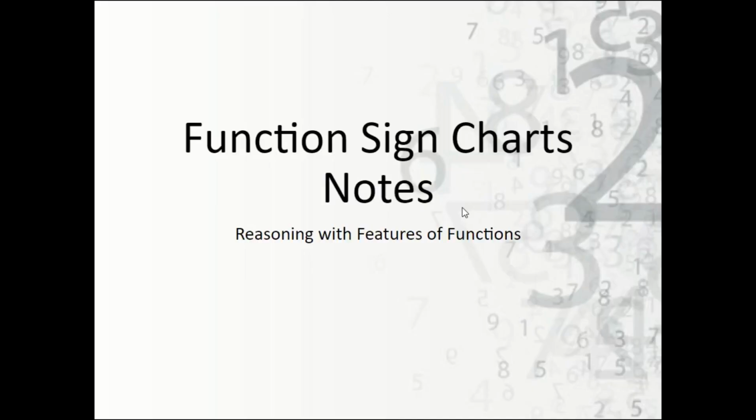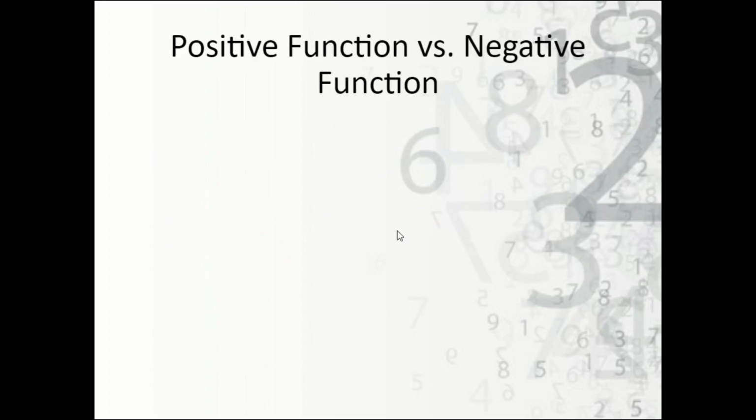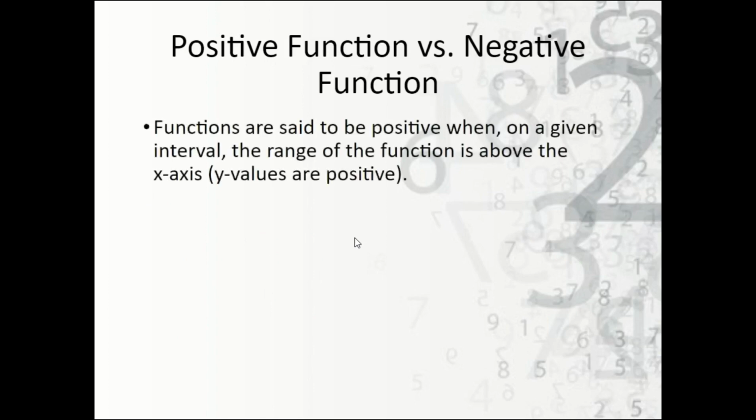Let's take a look now at the function sign charts notes. The notes begin with the learning goals and success criteria. Now let's talk about positive and negative functions. And we're not really talking about positive and negative functions as a whole. We're talking about the intervals where these things occur. So functions are said to be positive on a given interval when the range of the function, or the y values, is above the x-axis. So when the graph is showing above the x-axis, that's where the function is positive.